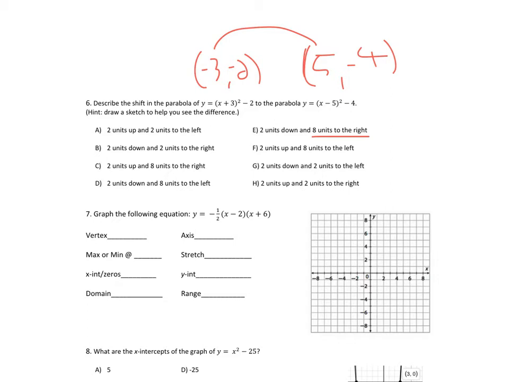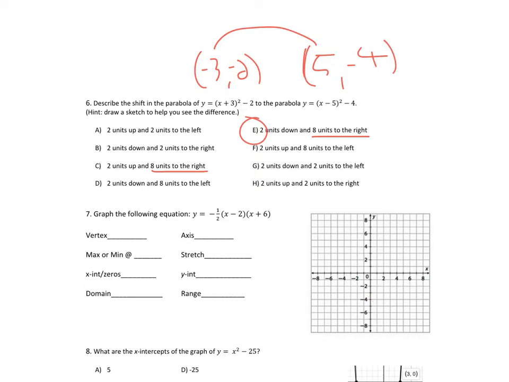So that's either that one or that one. So then we figure 8 units to the right. So that one. So now we just got to figure, are we 2 units up or 2 units down? So we're going from -2. Okay, so looking at this graph here, there's -2 and we're going to -4. So that is down 2 units. So then our answer would be E on that one.